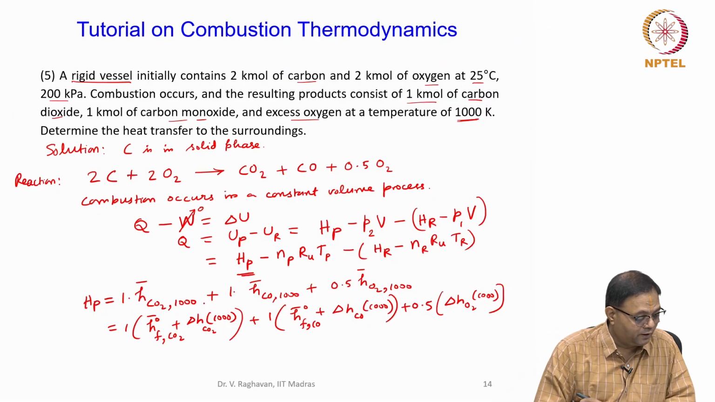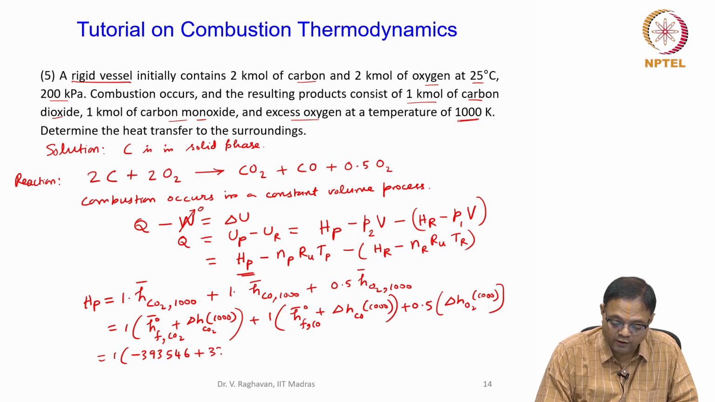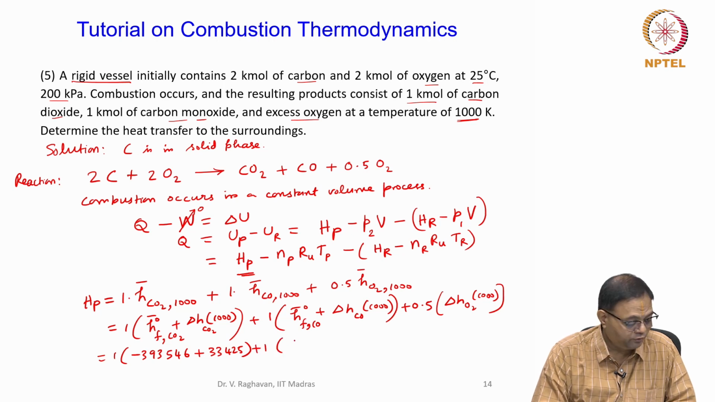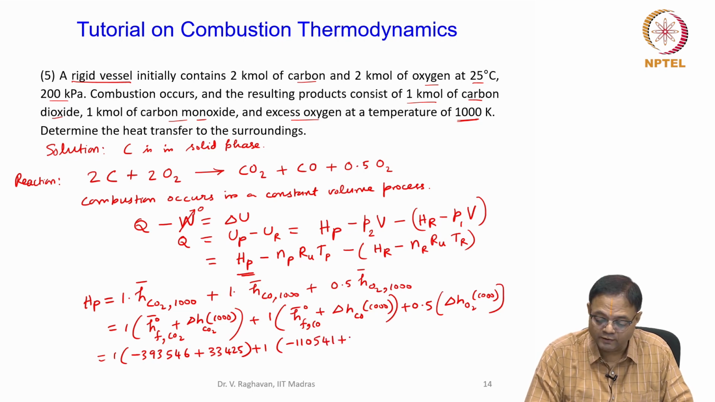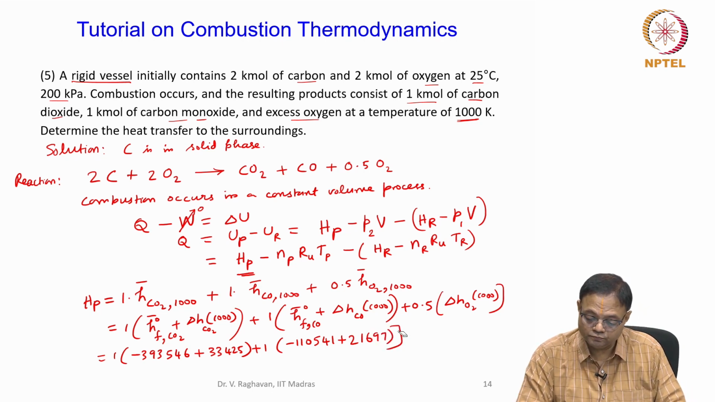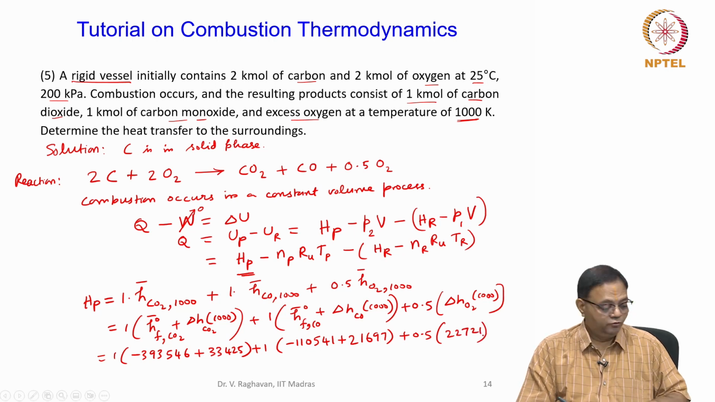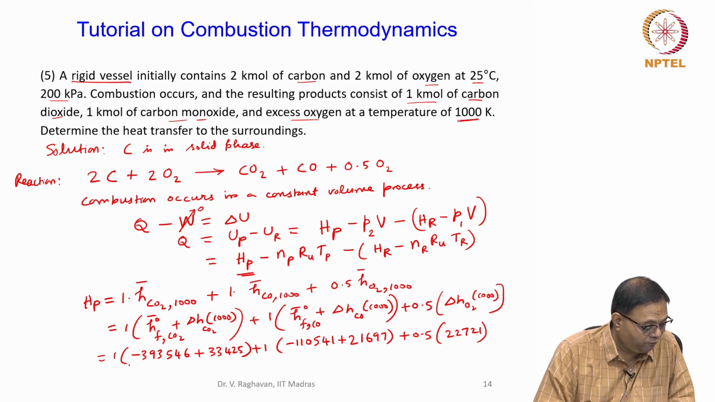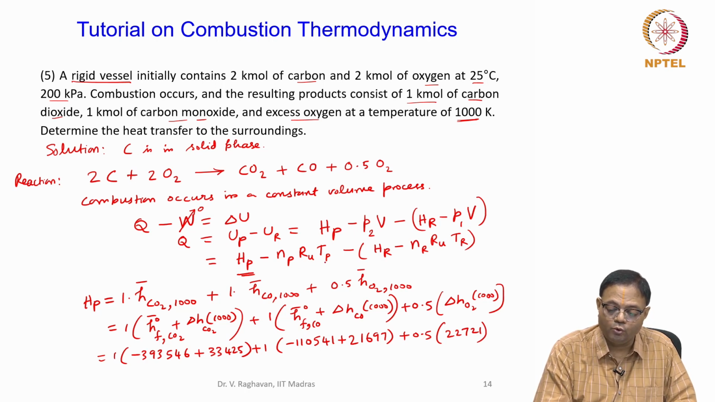So, what I can write here is equal to 1 times minus 393,546, which is enthalpy of formation, plus 33,425, plus for CO enthalpy of formation is minus 110,541, plus sensible enthalpy at 1000 is 21,697, plus 0.5 times the sensible enthalpy, 22,721, for oxygen at 1000. So, from this I will get the value of HP. Now, UP is HP minus NP RU into TP.